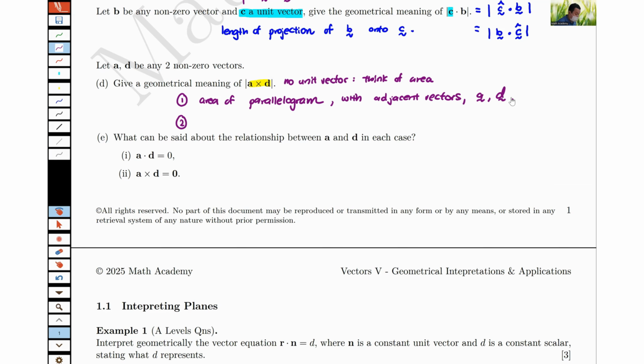Or if in the context of the question, they were describing a triangle, because it's without half here, you could mention that this value will be twice area of triangle. Because naturally, area of triangle, by right, there should be a half in front. Without the half, you describe as it's twice. But the A and D part on the right is the same, where you describe as they are adjacent vectors.